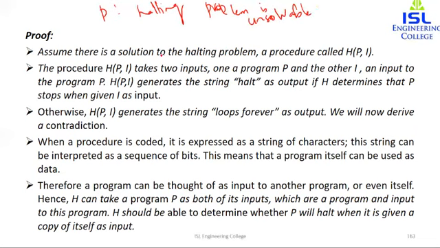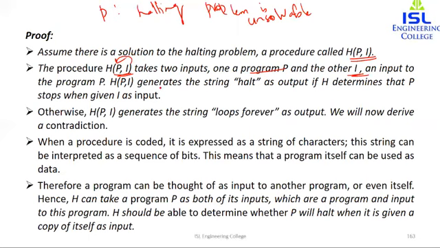Here we are considering a solution to the halting problem, which is a procedure called H of P, I. Now in H of P, I, what do you mean by P and I? These two are inputs, one of which is a program P and the other, I, is an input to the program P. So both of them are inputs to the halting procedure. I is the input to the program P.